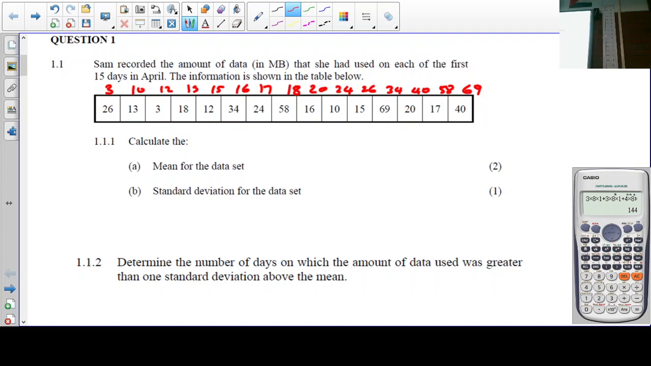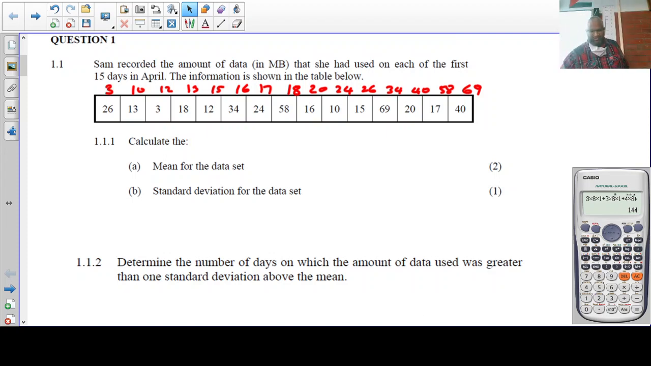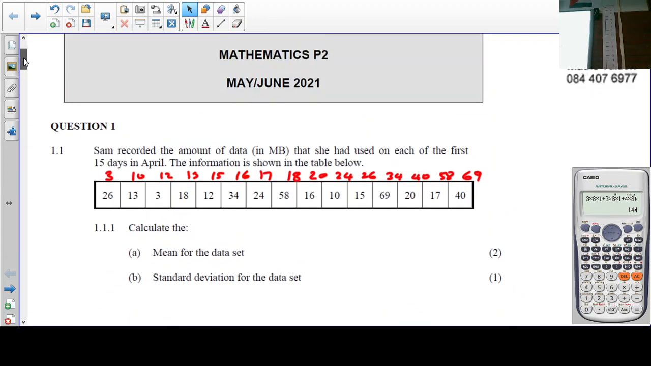So the first question says calculate the mean for the data set and thereafter the standard deviation. Normally when you calculate the mean, we add up all the numbers and divide by 15. However, since the second question is for standard deviation, I might as well just use the keys on the calculator, or program the calculator, and take the mean from there. This is going to make more sense. So what we're going to do is program our calculator. Let's get the calculator.